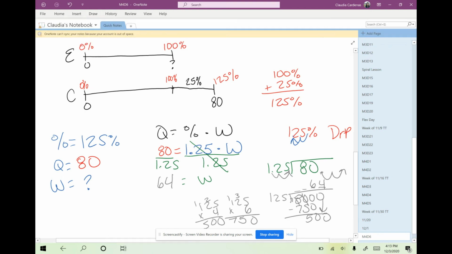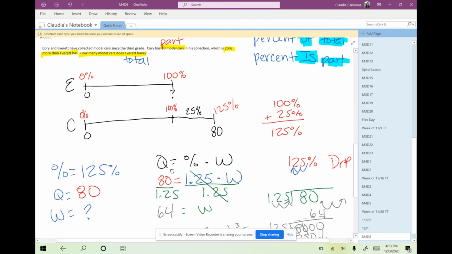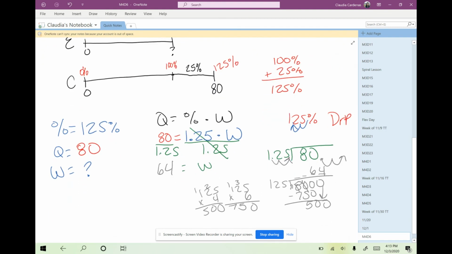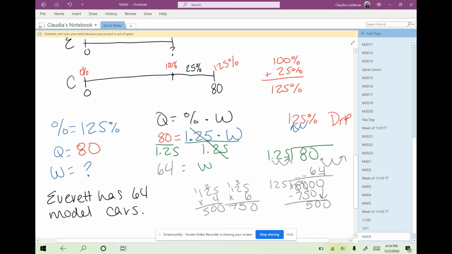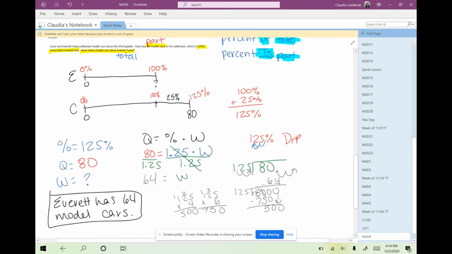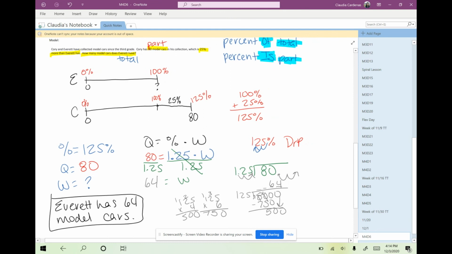And if we look back up at the question, what does that mean? How many model cars does Everett have? Well, Everett has 64 model cars. Alrighty, so you're going to try another percent problem on your own, being very careful that when it says a percentage more than somebody else, we have to add that percentage to 100%. So let's go ahead and try one on our own.